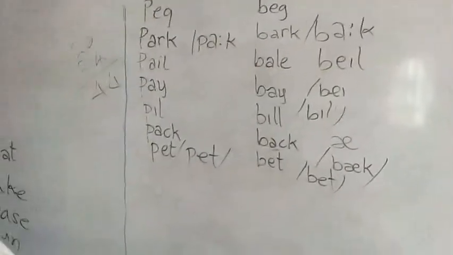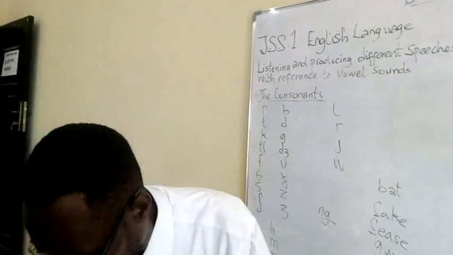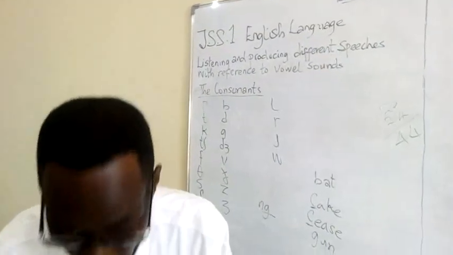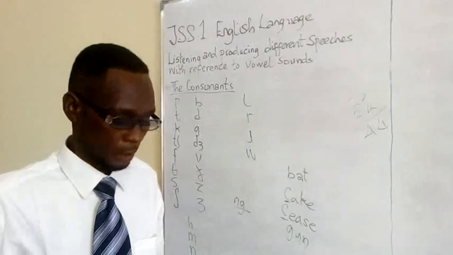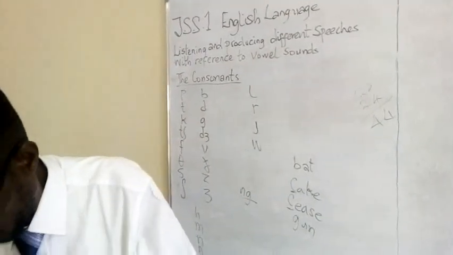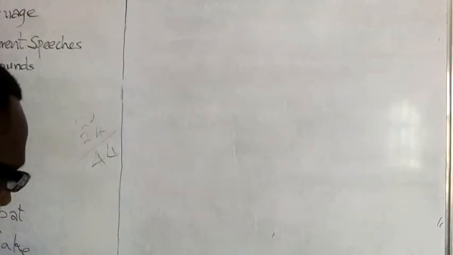Let me wipe this side so that I can write the next thing. We're going to look at two consonants that can be in different positions of words. Two consonants in different positions of a word. We seem to be having a little problem with these markers today.